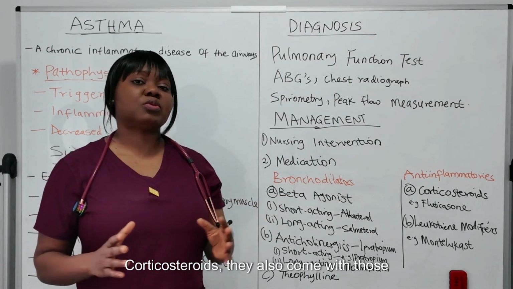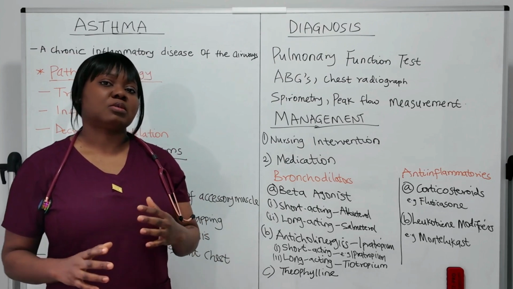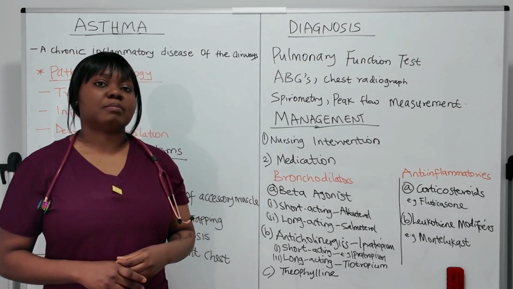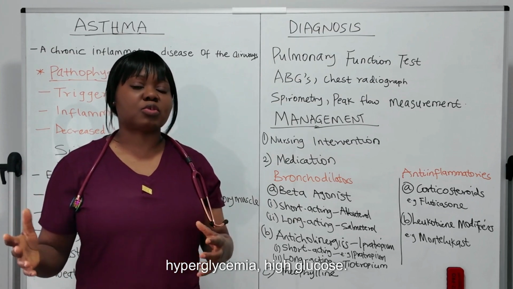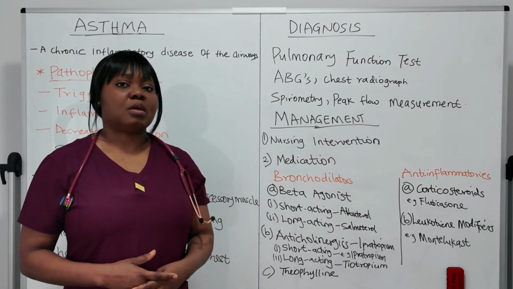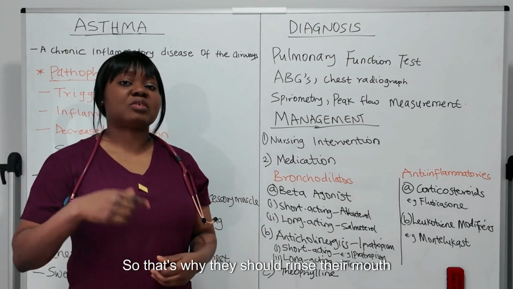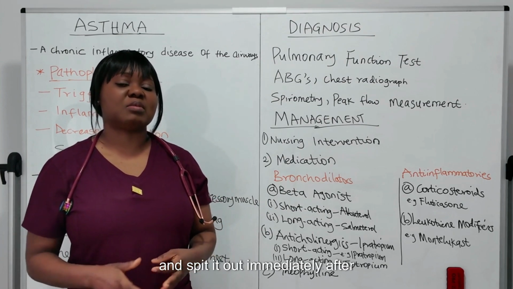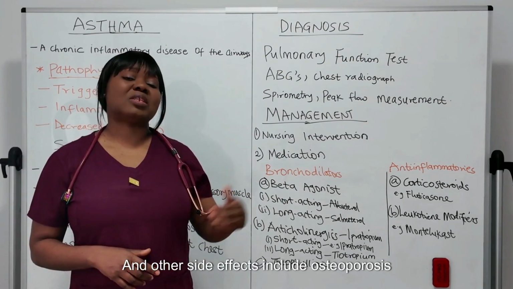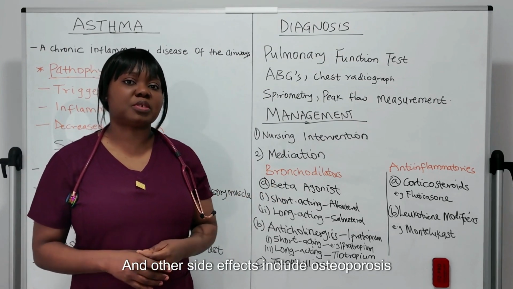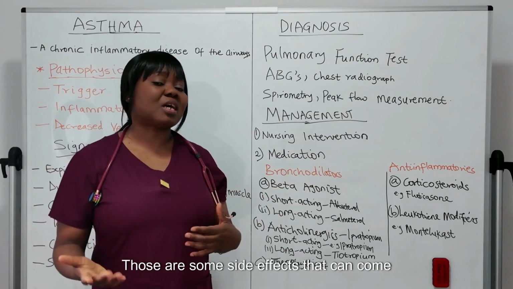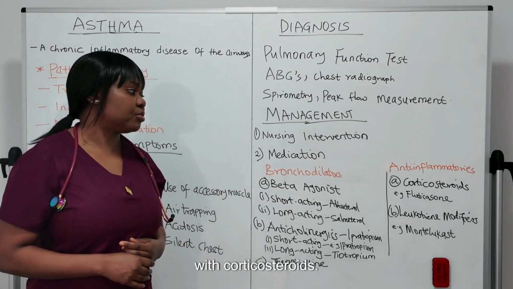Corticosteroids also come with side effects. So you want to teach them some of these side effects, which include hyperglycemia, or high glucose, so they should monitor their glucose closely, and increased risk for infection, even including oral thrush. That's why they should rinse their mouth and spit it out immediately after using corticosteroid inhalers. Other side effects include osteoporosis, and they can also have cataracts. Those are some side effects that can come with corticosteroids.